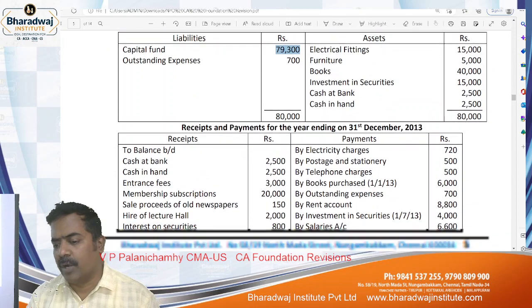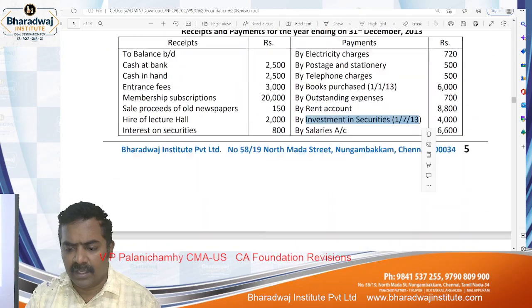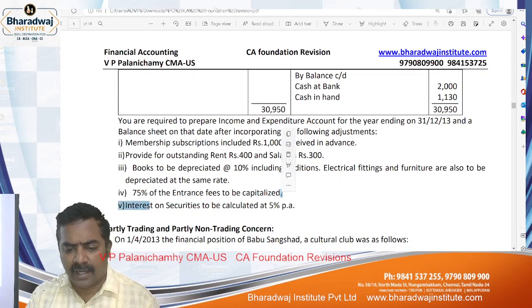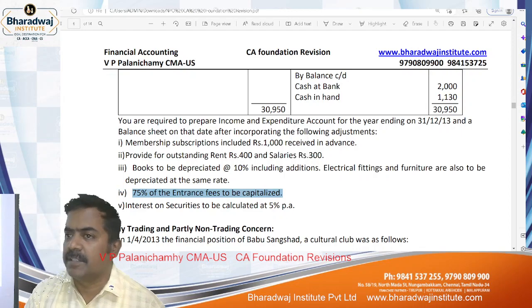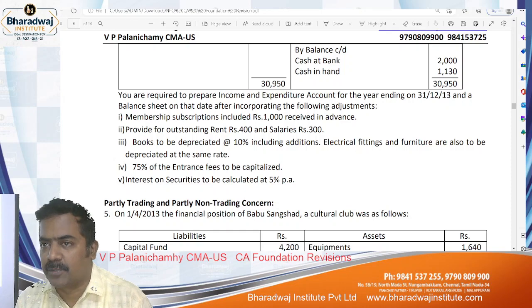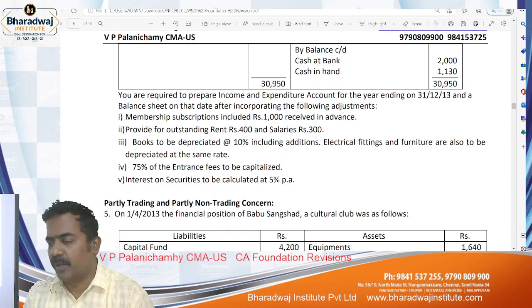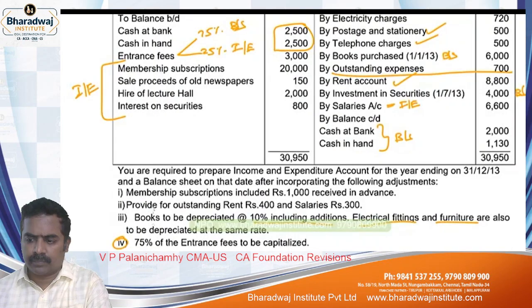Be careful in working out interest, depreciation, all those things. Interest on securities, depreciation, be careful in working. And it is given that 75% of the entrance fees is capitalized. What is the meaning? 25% will be taken as income. Try.